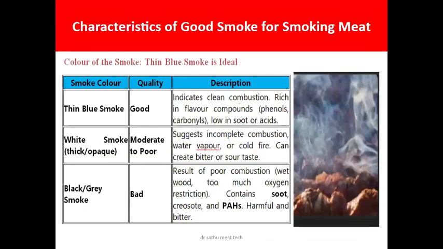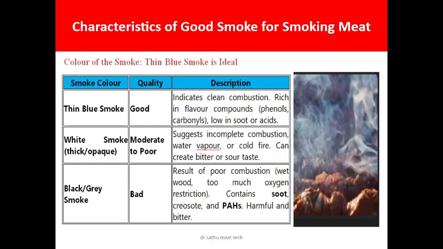Let's see what the characteristics of good smoke for smoking meat are. A good quality smoke should be very thin. Blue smoke is ideal. In the picture shown here, it should be very thin smoke. It should not be puffy or very thick. It should be thin and transparent with a blue color. That is the best quality smoke which we can use for smoking meat. So thin blue smoke is good quality. It indicates clean combustion, and it is very rich in flavor compounds.